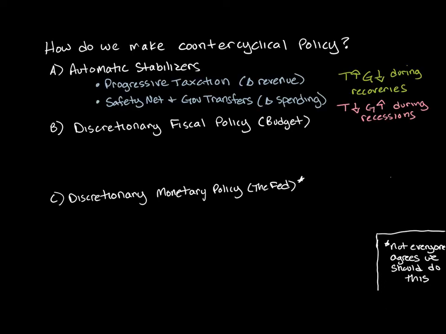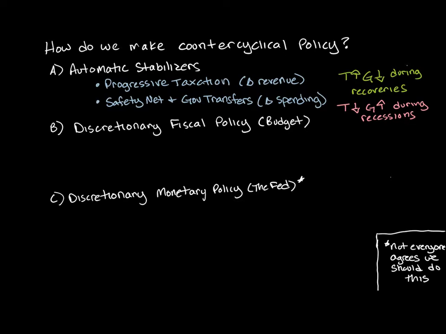The next and by far largest piece of the countercyclical policy pie is going to go to discretionary fiscal policy. Discretionary fiscal policy is made by Congress working together with the President through the creation of the budget and the budgetary process. So essentially, discretionary fiscal policy basically does for the economy the exact same things that the automatic stabilizers did, but on a much larger scale.